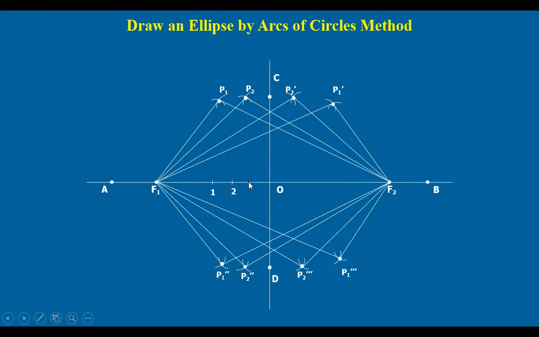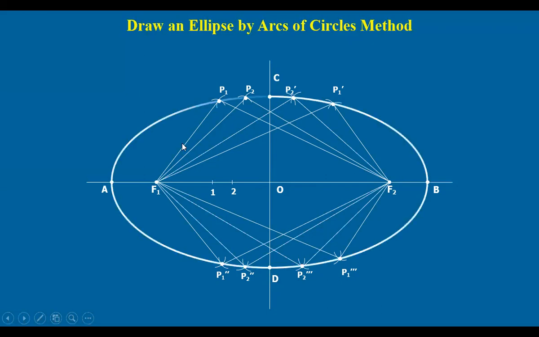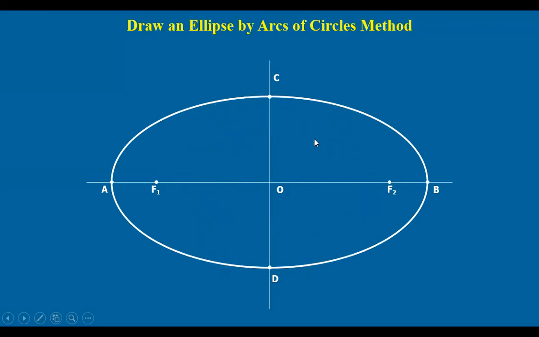So depending on the number of points you take, you get a number of points, and join them by a smooth freehand curve, and we get a curve like this. That is the required ellipse. Because we are drawing this by using a number of arcs, we call this method arcs of circles. So you got the ellipse.